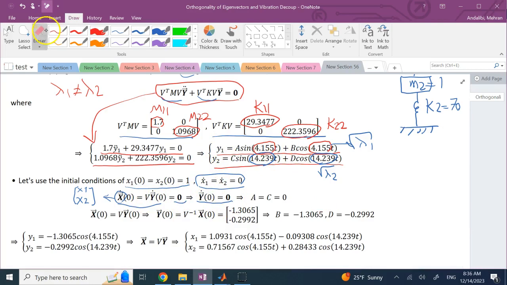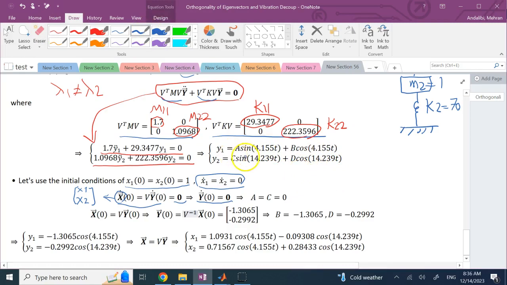And in these equations, if the dots of y1 and y2 are 0, what does that mean? Well, when we take dots, this guy's going to be sine, this guy's going to be cosine. And the cosines at 0 are 1, so A and C will stay. The sines at 0 are 0, so B and D will disappear. So you get A equals 0 and C equals 0. In other words, there will be no sine term. You only will have cosine terms. And how do we find the cosine terms?